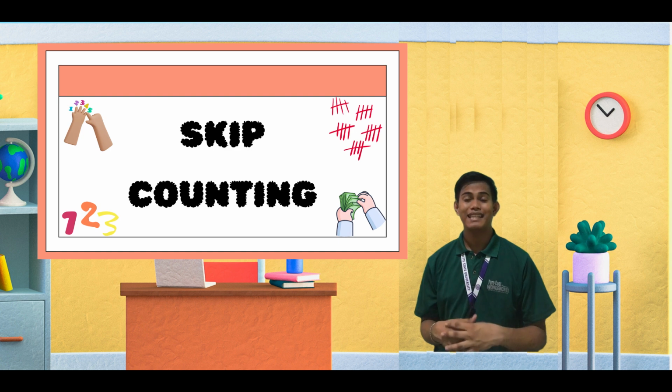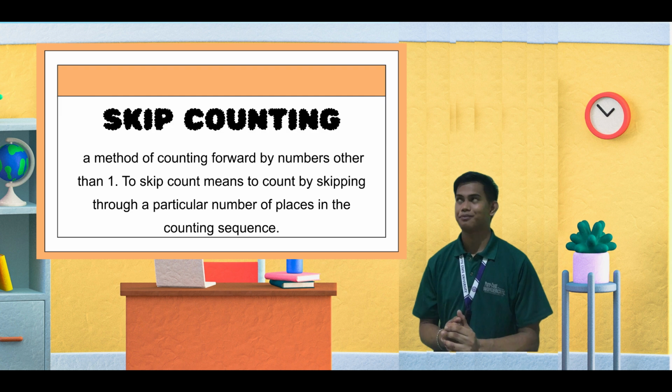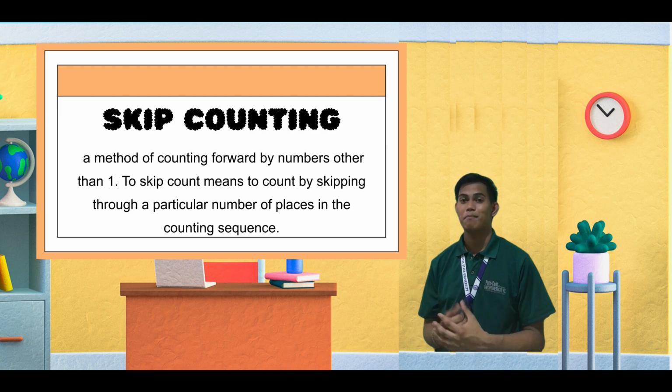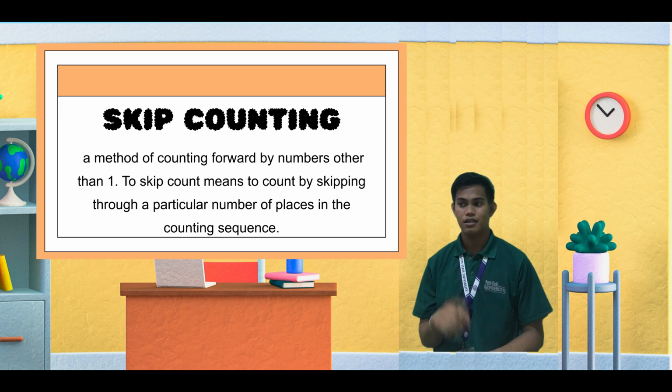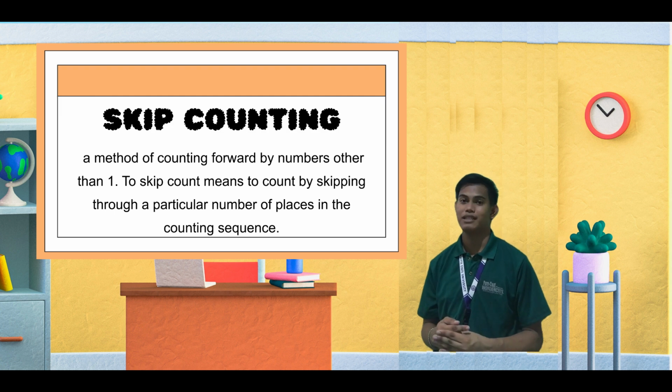So we all know that counting is a very important practice that we should acquire in order for us to tell or to know the exact amount of particular things or objects. So skip counting. What is skip counting? Skip counting is a method of counting forward by numbers other than 1. To skip count means to count by skipping a particular number of places in the counting sequence.